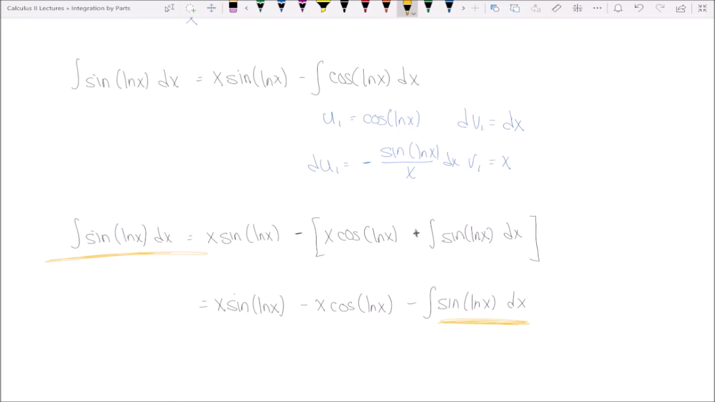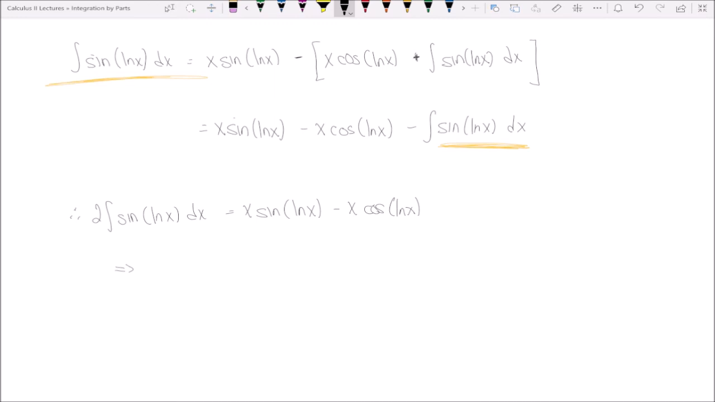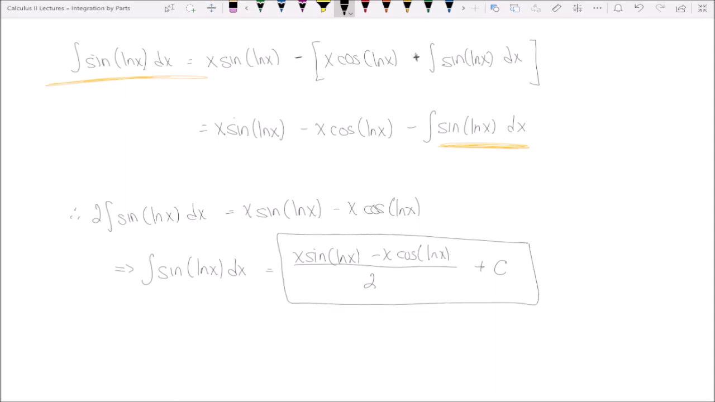Right, we've written the antiderivative of sine of log x in terms of itself. So, why not solve for it algebraically? If we add that antiderivative to both sides, what we get is 2 times the antiderivative of sine of log x is equal to x times the sine of log x minus x times the cosine of log x, which means that the antiderivative of sine of log x is that whole thing divided by 2. And now we're done. So let's add our constant of integration. And there is our antiderivative. Again, we could, if we wanted to, factor out an x over 2. I think I'll just leave it there, though.